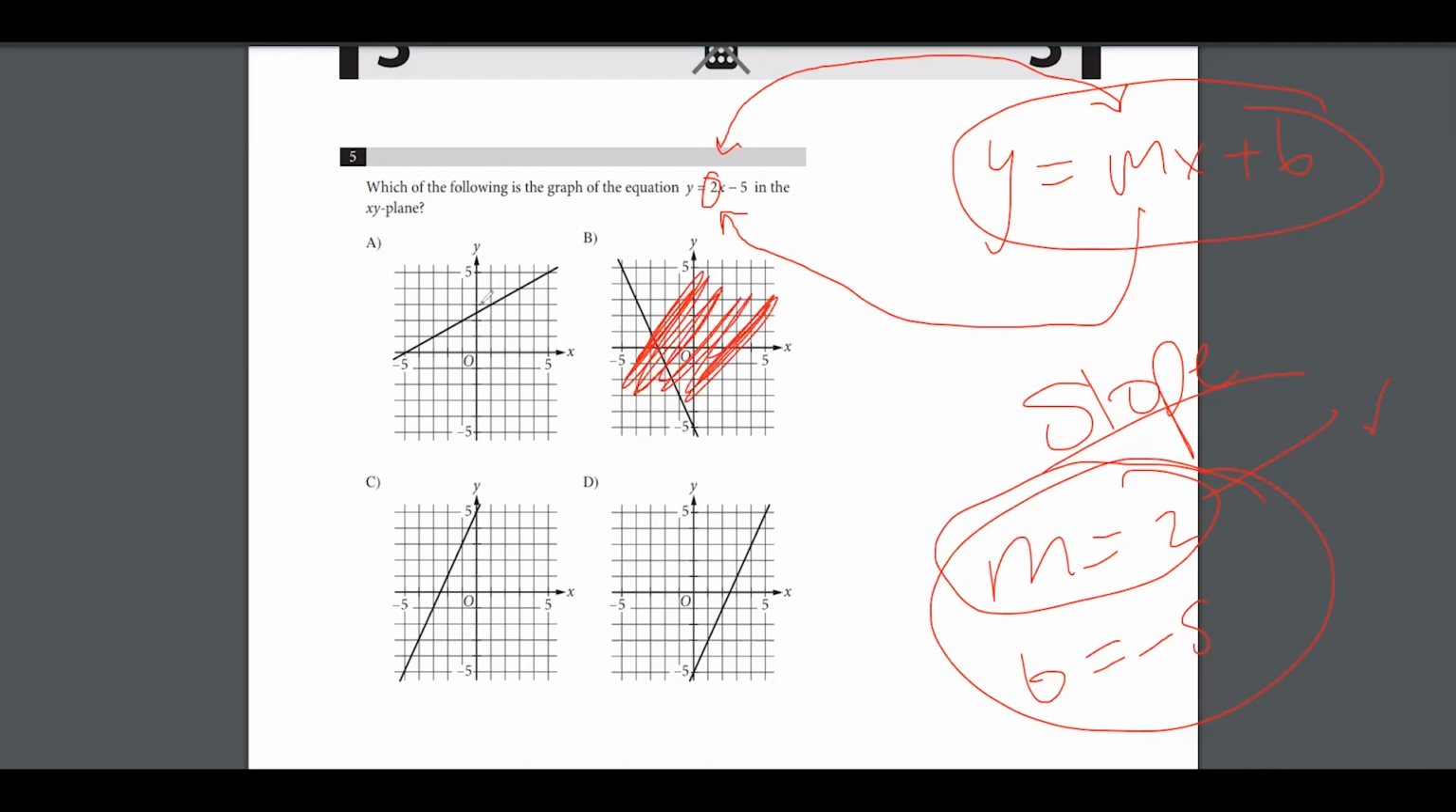Now let's choose between these ones. It should go rise over run. So up 2 over 1, up 2 over 1. Does that look like it's going up 2 over 1? Nope, so it's not A. Now these ones look like they might have the same slope, up 2 over 1.